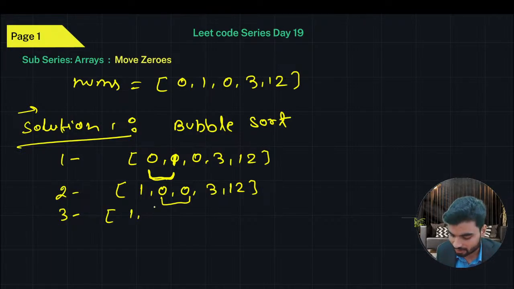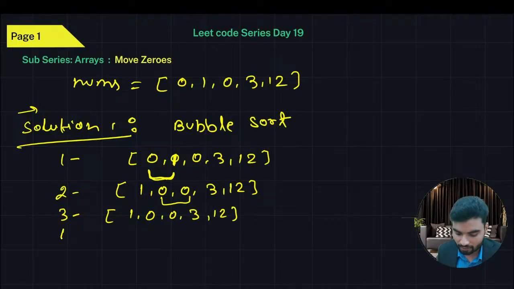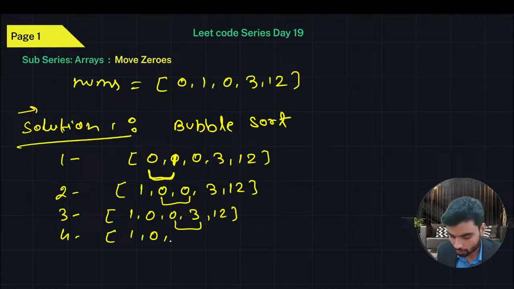So again they will remain the same, because swapping 0 with 0 means nothing, right? Again you'll compare the next adjacent elements, which means now this one. So again 0 will be moved to the end. So 1, 0, 3, 0, right? So that's the idea of bubble sort, which we already know, right?